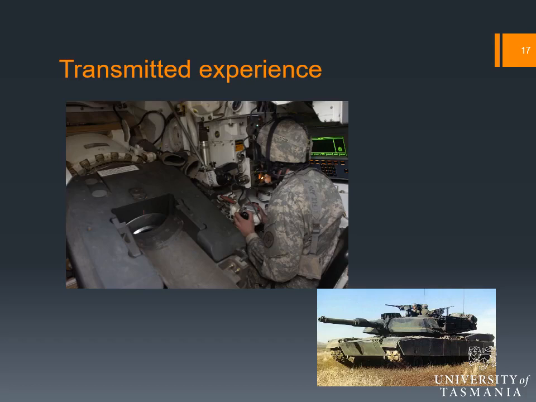So this one, the image of a soldier operating a tank. You can see here the tank is running in the field. However, he is not really opening up the hatch. The one in the tank here is operating by looking through that binocular, that telescope that allows him to look outside and see the target. Okay, so this is what we call transmitted experience.